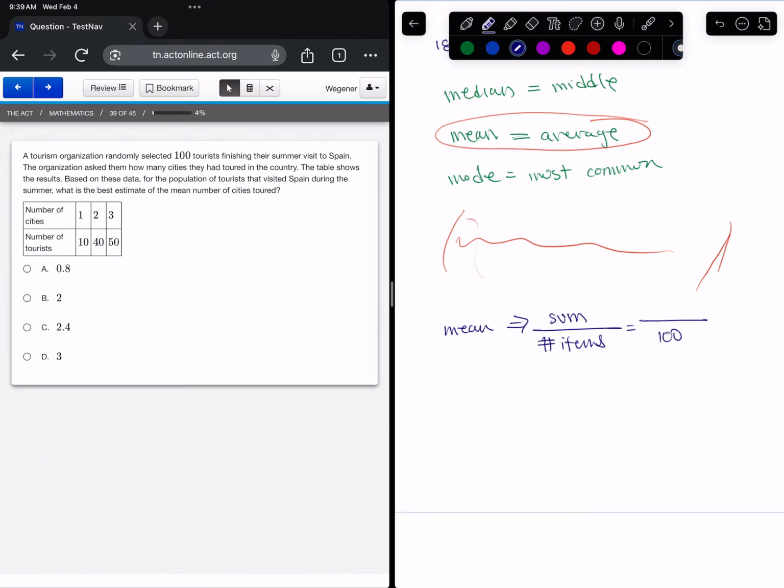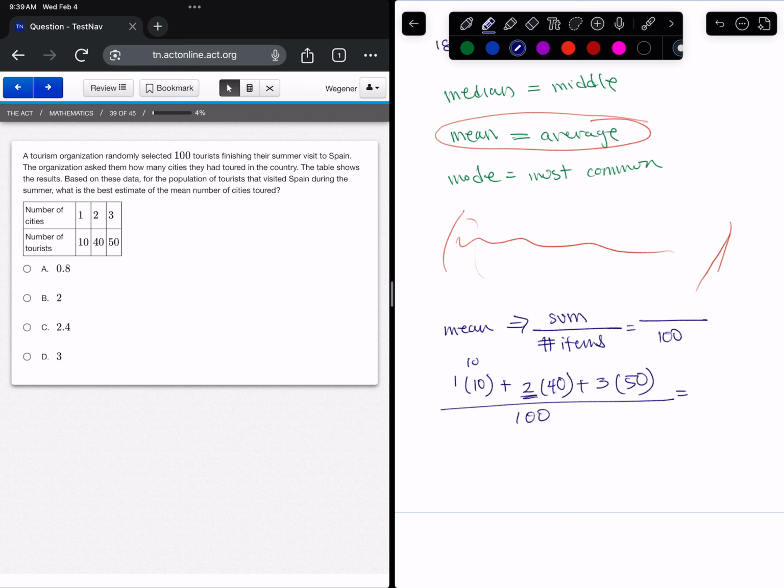To find the sum, all we have to do is just multiply the number of cities by how many people visited that. So there's 10 people who visited 1 city. Then there was 40 people who visited 2 cities. And then there was 50 people who visited 3. Okay, divide that all by 100.